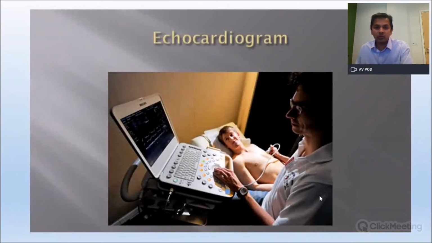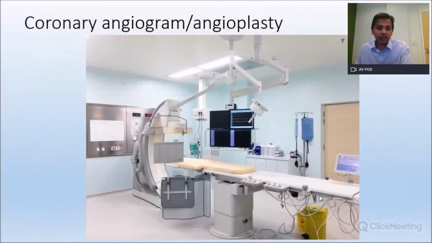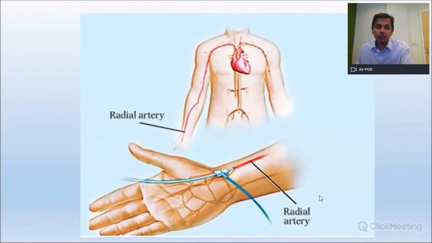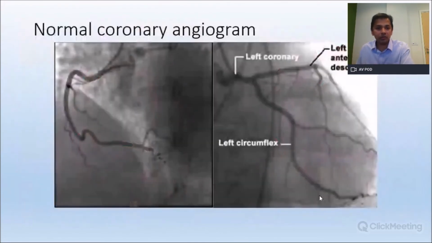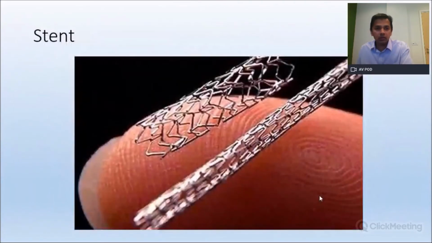This is how an echocardiogram looks like. This is my cath lab where I do my angiogram and angioplasty. Normally when I do an angiogram, I go via the radial artery at the wrist, and if I have difficulty, then I go through the femoral artery at the groin. We put a small tube up to the ascending aorta, connected to the coronary ostium, and we take a shot, and this is how a coronary angiogram looks like. This is what a stent looks like.